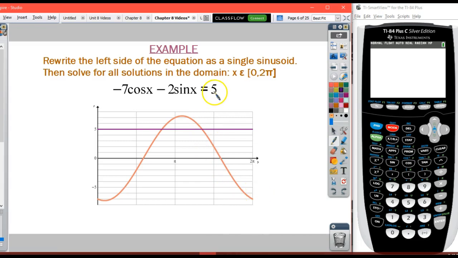I'm looking for where that would equal 5 between 0 and 2 pi, and so I can see I'm going to have two different answers, one between pi over 2 and pi, and then one between pi and 3 pi over 2.